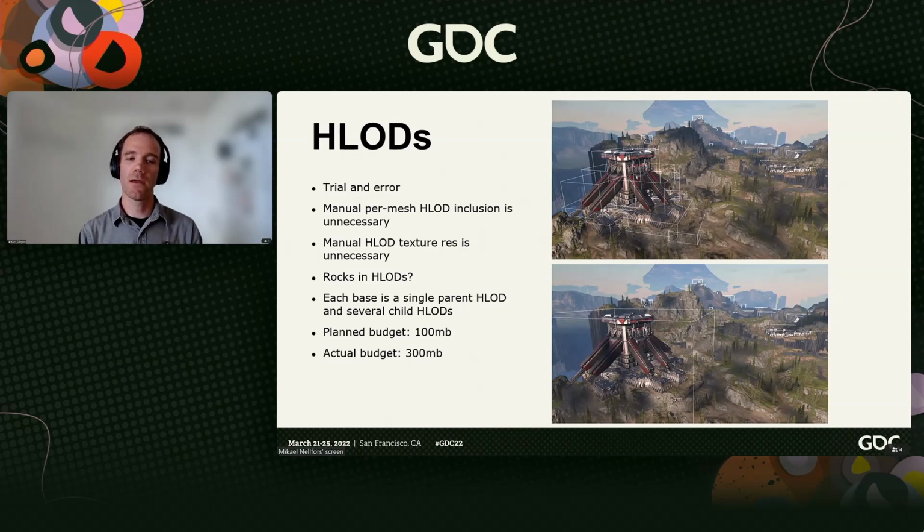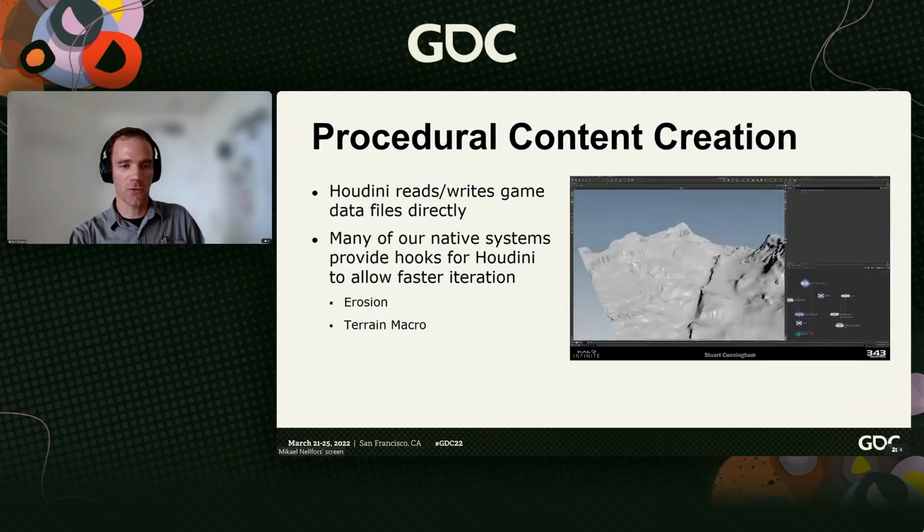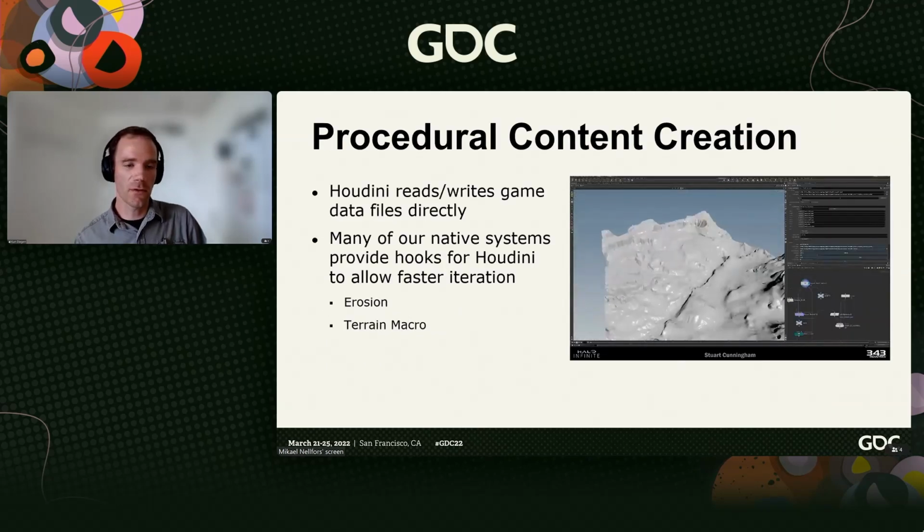So I mentioned we had an idea that we could fit all our HLODs into 100 megs of content memory, but interestingly, at the end of the trial and error process, where we ended up was more like 300 megs of memory budget on HLODs. So that's the HLOD system. Next, I'll talk a bit about some of our procedural content creation tools.